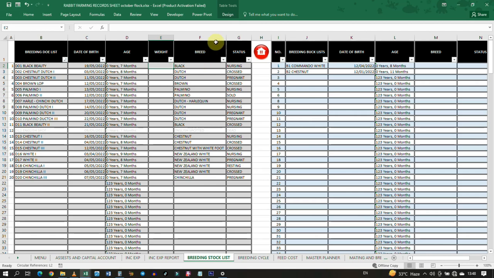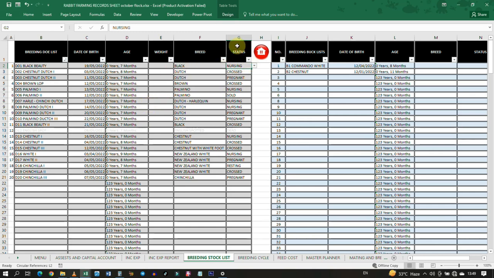Then the breed. All right, so I've inserted the breeds here. Then the status, whether nursing, crossed, pregnant. Once you click on this arrow, you select the options. So this is also good. Let me show you one trick here. I don't usually tell people, but I expect that people should know.